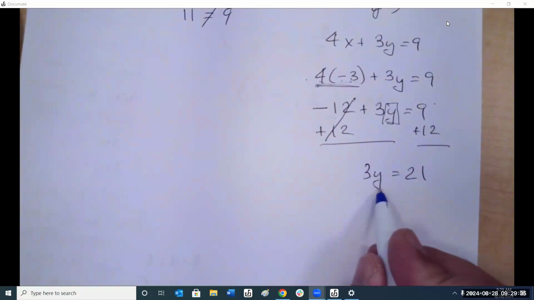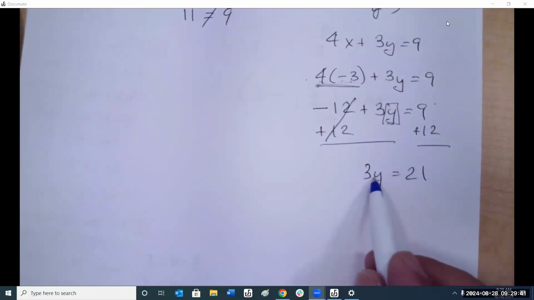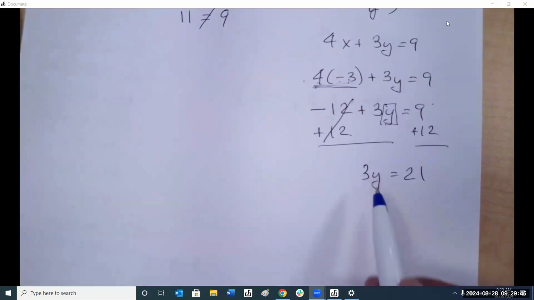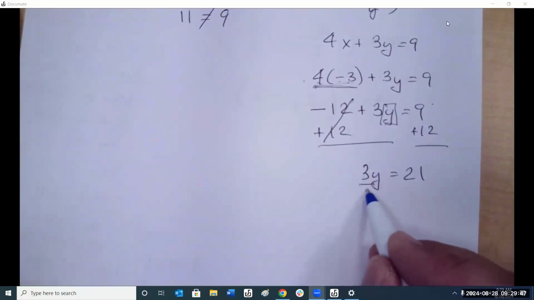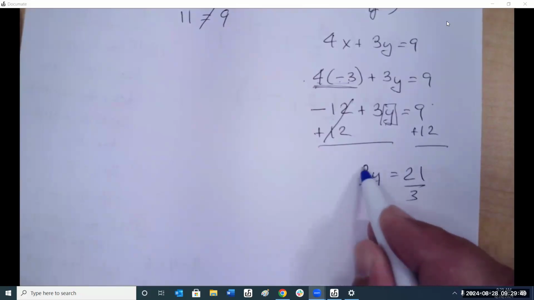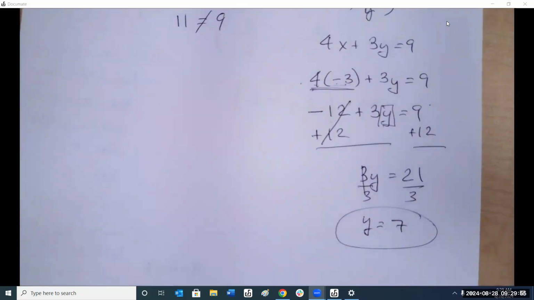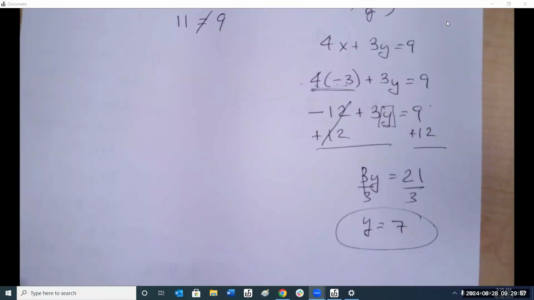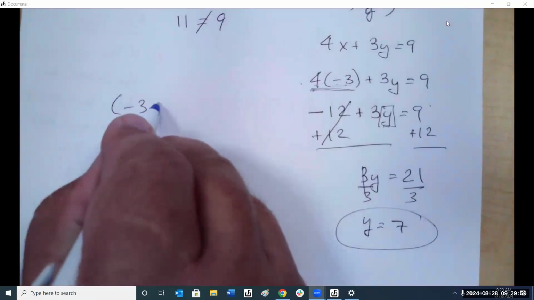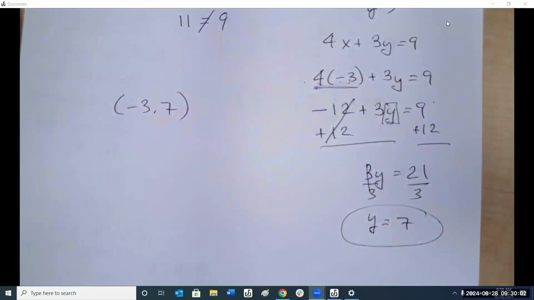Now I want to get Y by itself. How is 3 connected to Y? Is it added, subtracted, multiplied, or divided? It's multiplied. So we do the opposite. Opposite of multiplication is division. So we divide both sides by 3. So the point -3, 7 is on the graph.